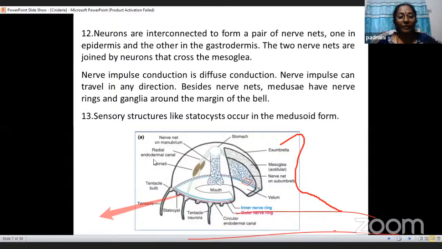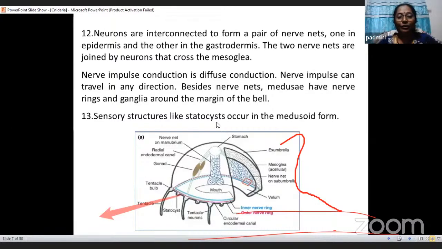Yeah. What do you mean by a ganglia? Ganglia is a bunch of neurons present in a globular form. That's called a ganglia around the margin of the bell. So that is the meaning of ganglia over there. You must have seen it in cockroach. We'll be talking about ganglia in cockroach and also in the prawns. There you will understand what exactly the ganglia are.